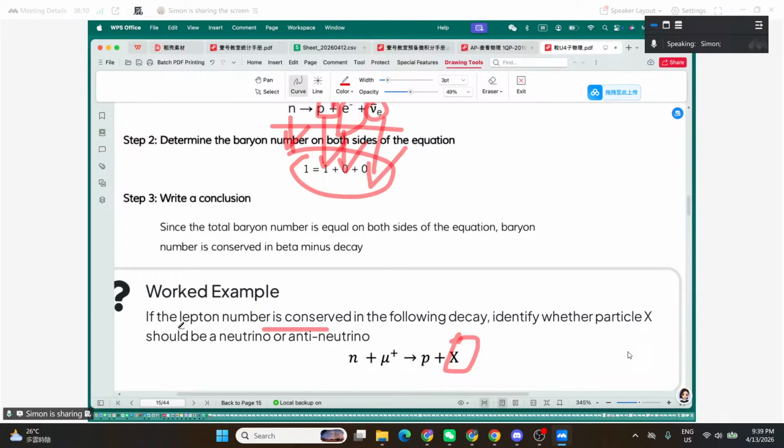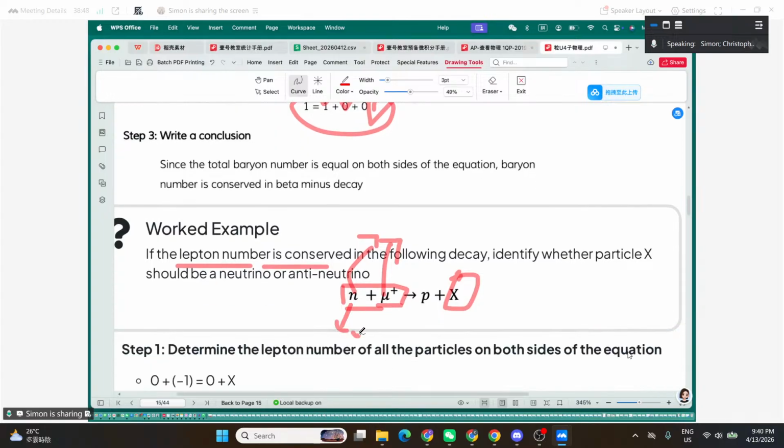Use the conservation of the lepton number. It should be neutrino. Why neutrino? Why not anti-neutrino? Because both sides have to be the same. And the left side, the total lepton number, is what? One.